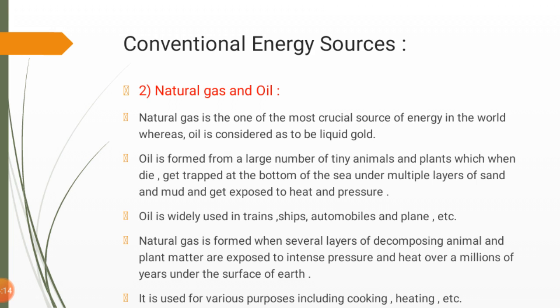Now where is the natural gas used? Natural gas is used for various purposes like cooking and heating. Also natural gas is used as a fuel in many applications. This is natural gas and oil, which are conventional energy sources. Now we have covered the three conventional energy sources, that is coal, natural gas and oil.